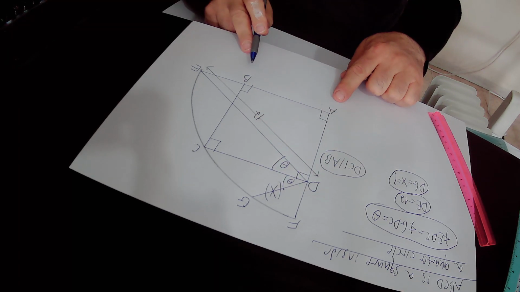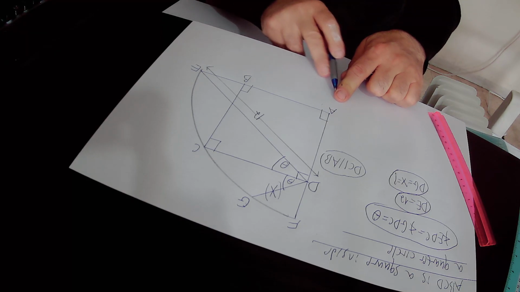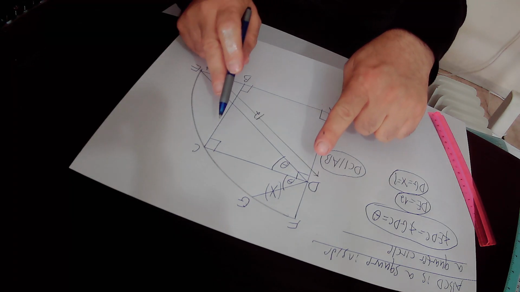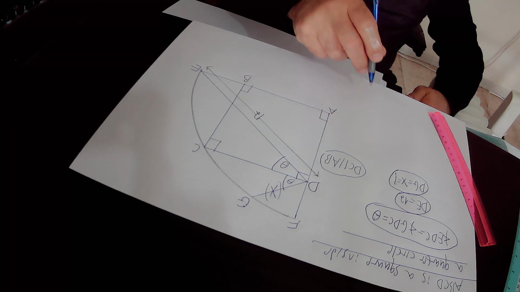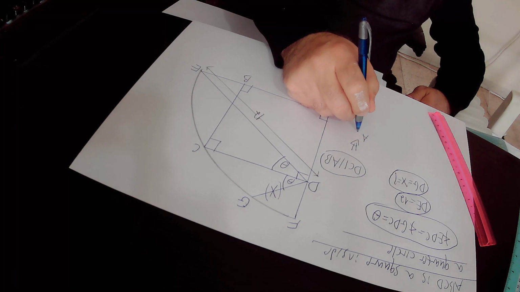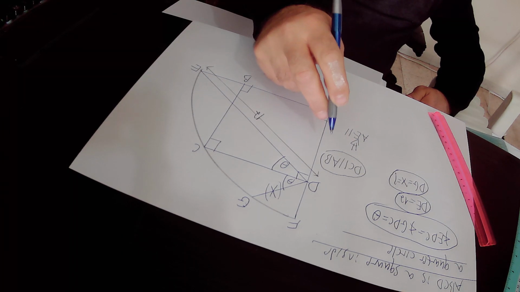But side AB is part of the straight line AE. And if a part of a straight line is parallel to another straight line, it means that the straight line AE itself must also be parallel to DC.